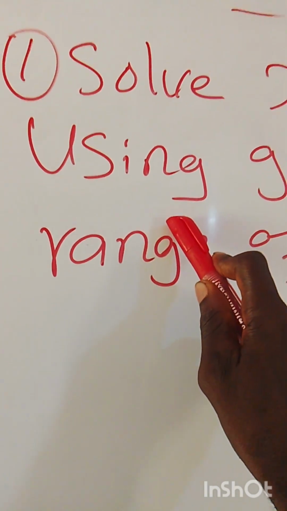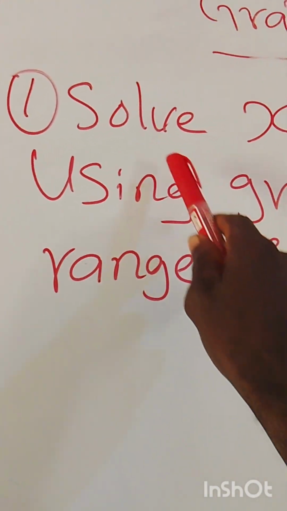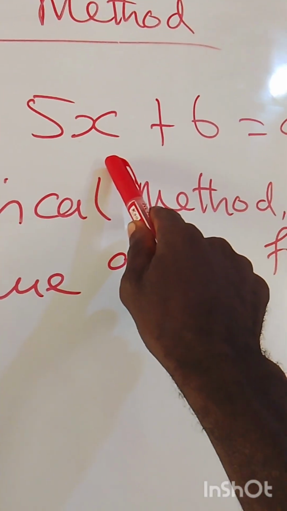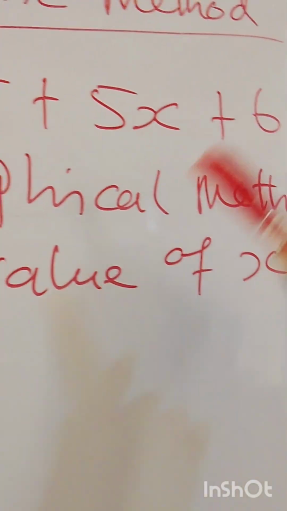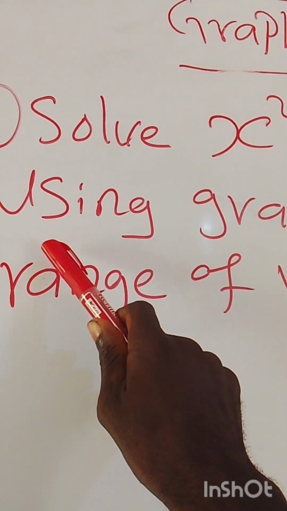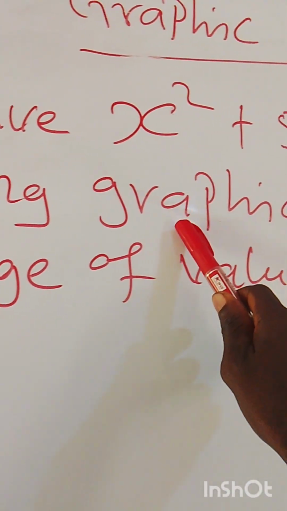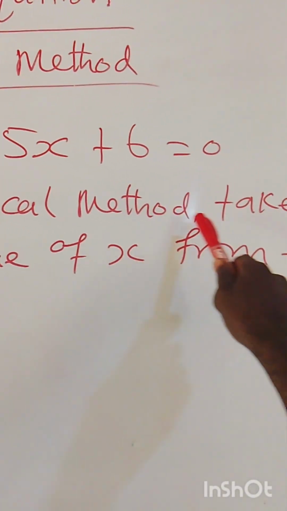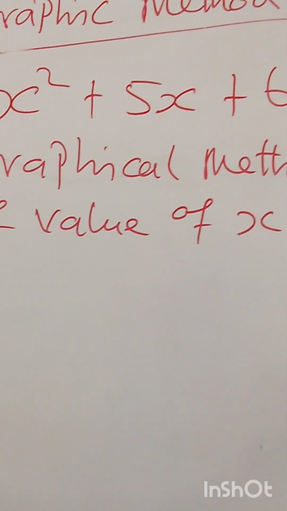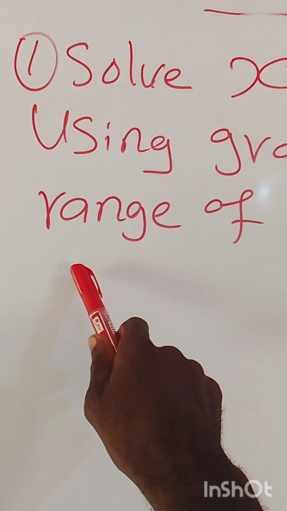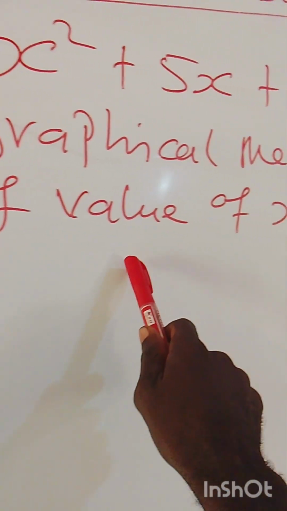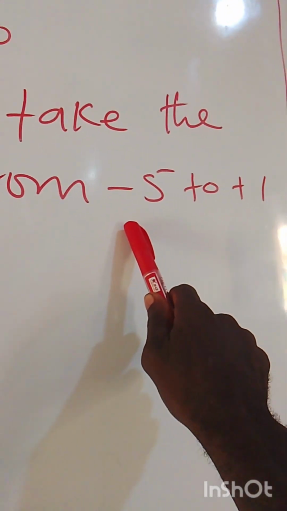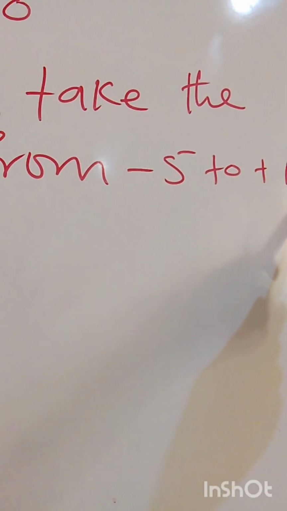Now, an equation is given: solve x squared plus 5x plus 6 equals 0 using the graphical method. Take the range of values of x from -5 to +1.